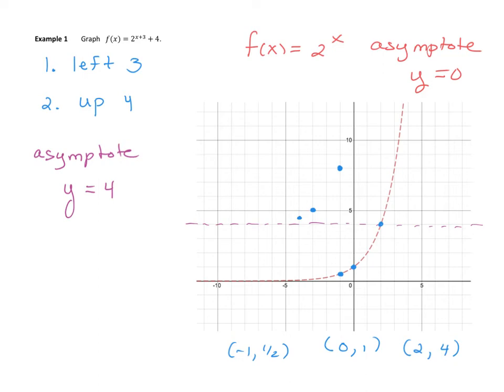Okay, it has to go through these points. I know it's increasing, so it's going to look like this. And at the same time, it also approaches the horizontal asymptote.